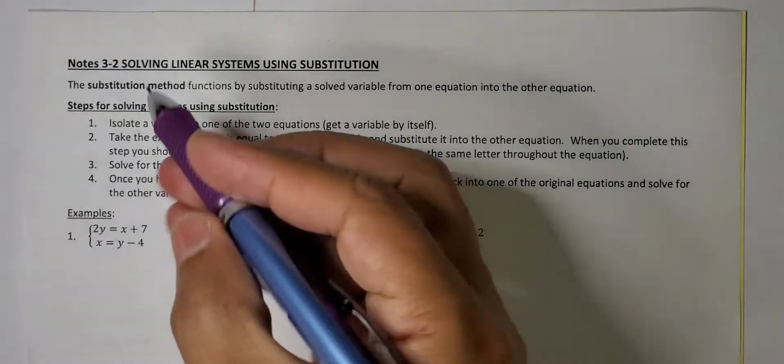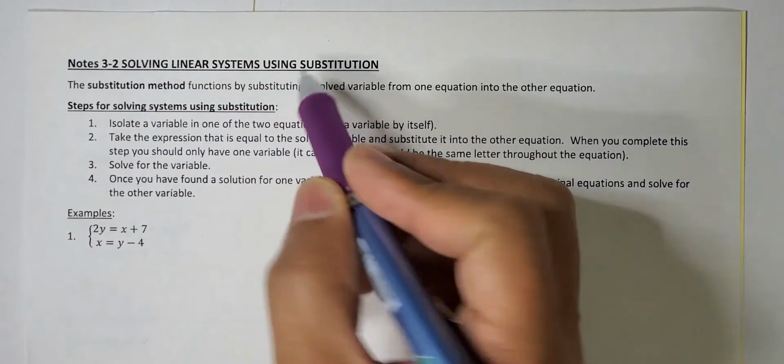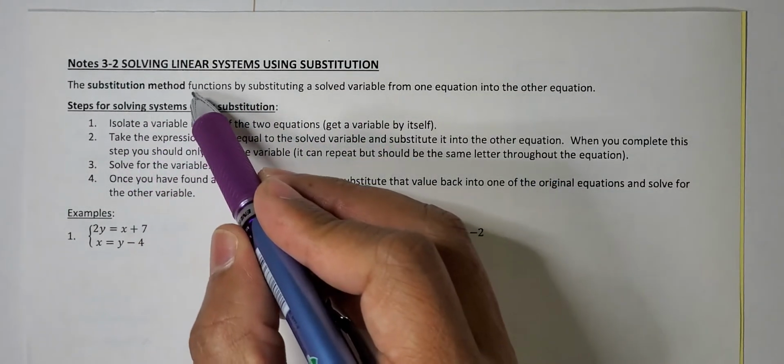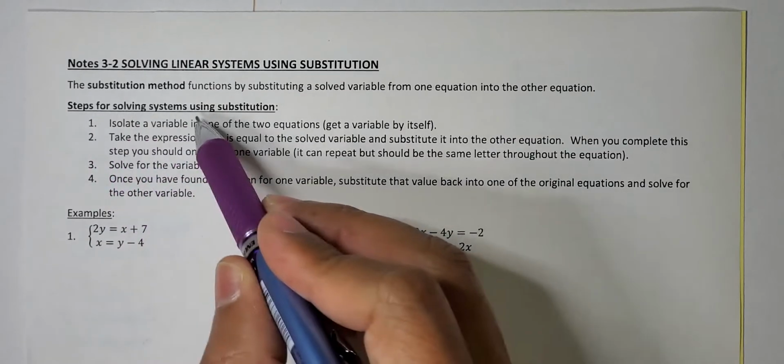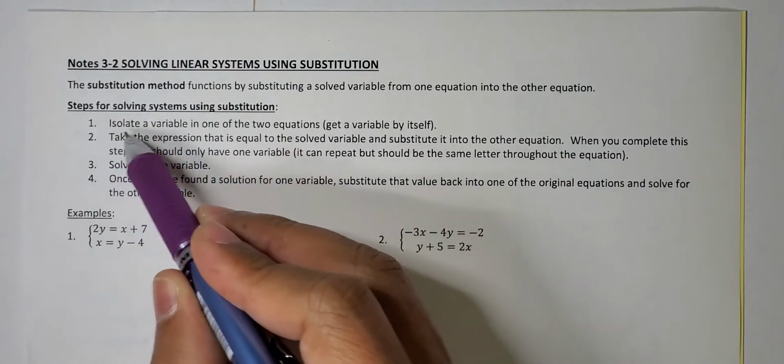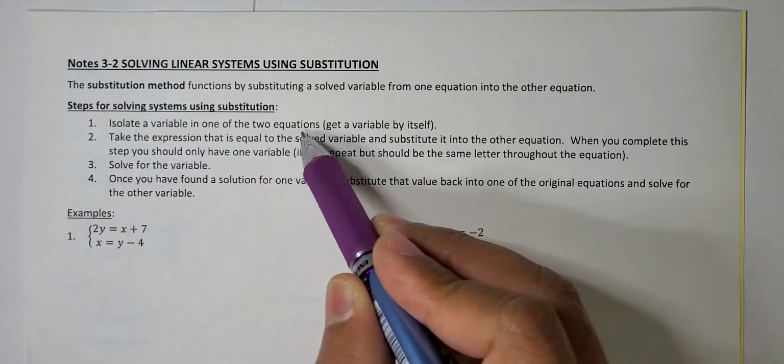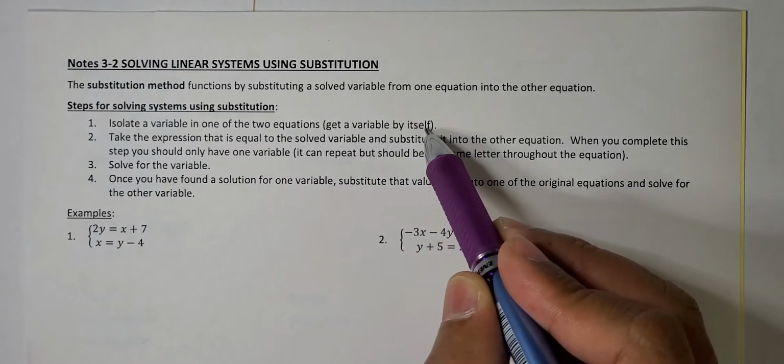And in this lesson you will learn solving linear systems using substitution. So the substitution method works in the following way. The steps we take to solve a system using substitution: first step is you isolate a variable in one of the two equations, meaning you get the variable by itself.